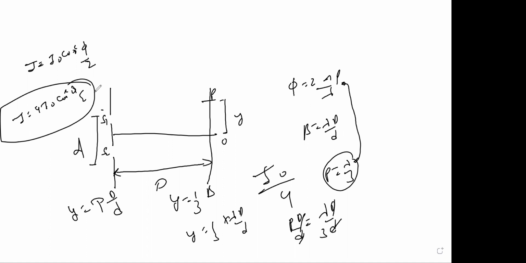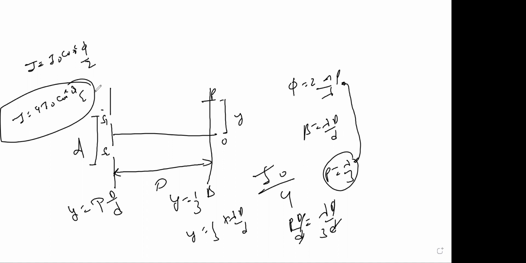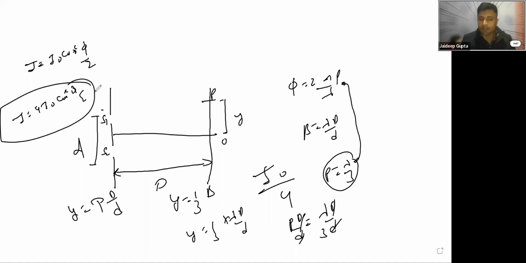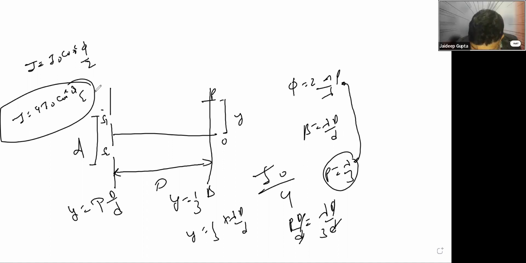So is it K by 4? Yes, K by 4, sir. I think this is the correct answer, but let me check. Yeah, because you get phase difference delta phi equal to 2 pi by 3. Just a minute. Yeah, K by 4. Good.